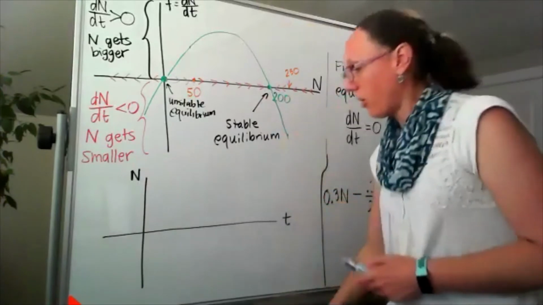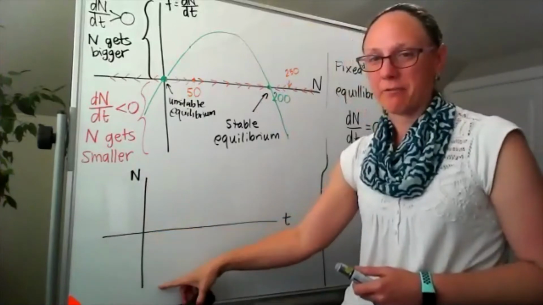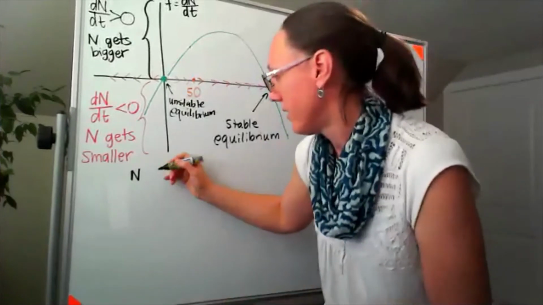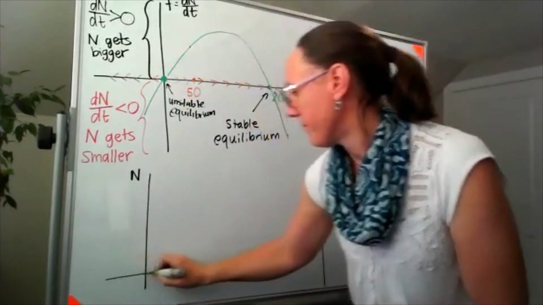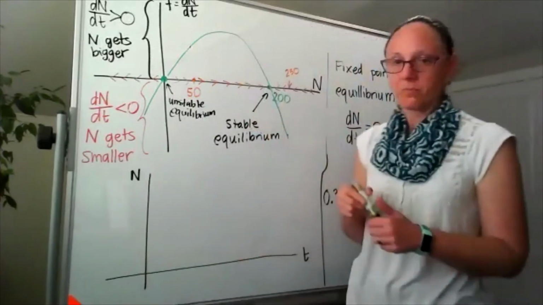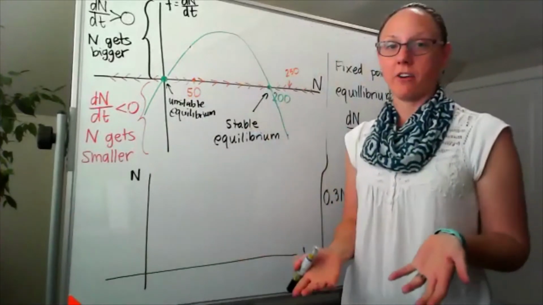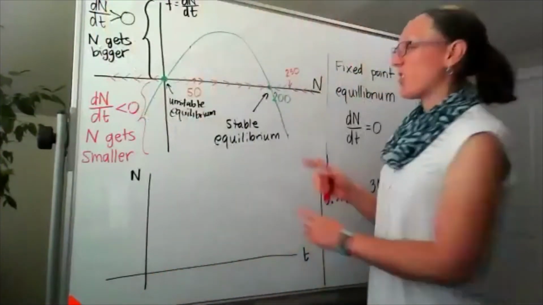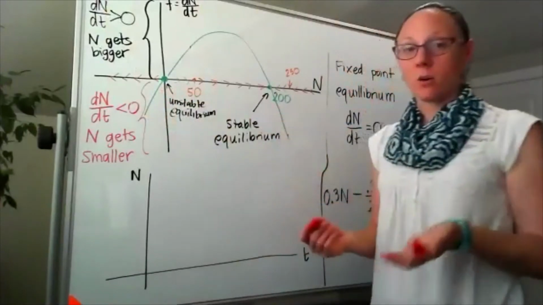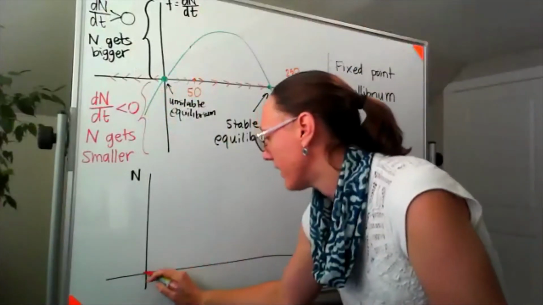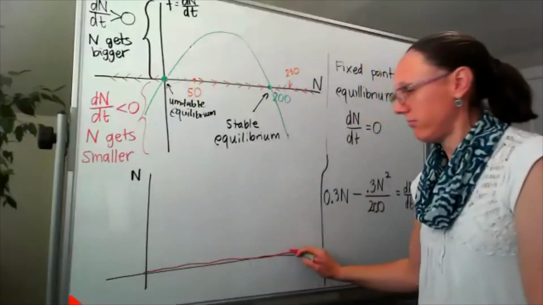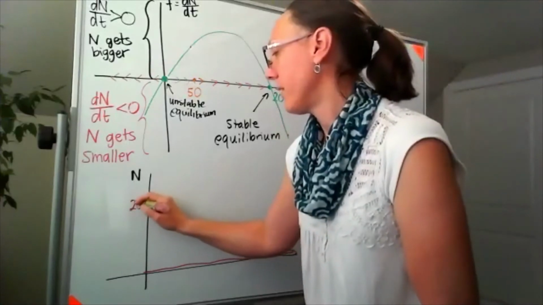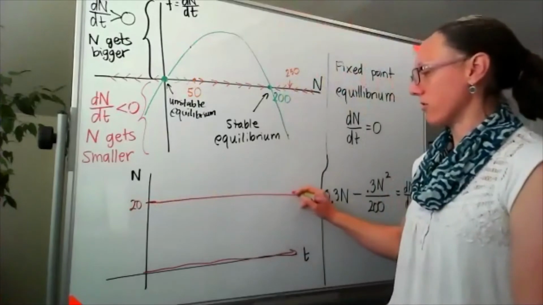Well, and since we're not going to have a negative population, let me change my graph. No zombie turtles. So there are two population values where it's easy for us to sketch what's happening over time. And that's our two equilibria. Because if I start with 0 turtles, then I stay at 0 turtles forever. If we started with 200 turtles, then we stay at 200 turtles forever.